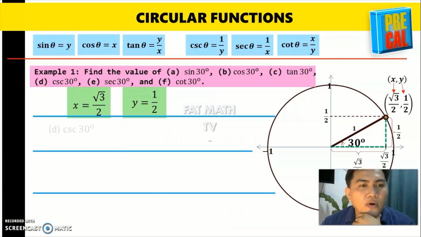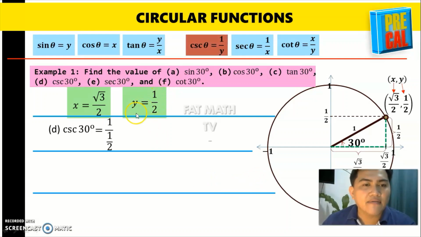How about for the cosecant of 30 degrees? So cosecant is 1 over y, so that is 1 over 1/2. So 1 divided by 1/2 is the same as 1 times the reciprocal of 1/2, which is 2. So the final answer here is 2. So the cosecant of 30 degrees is 2.